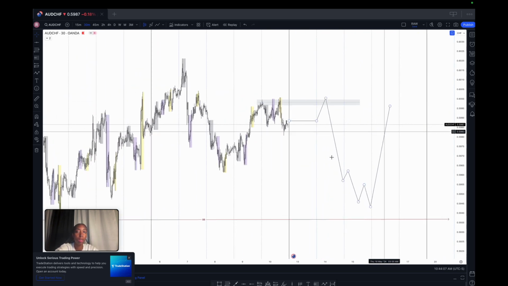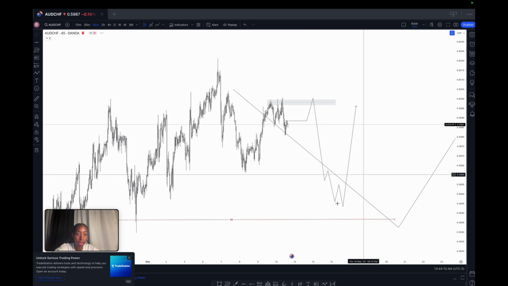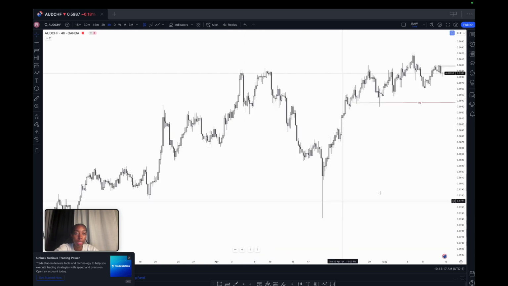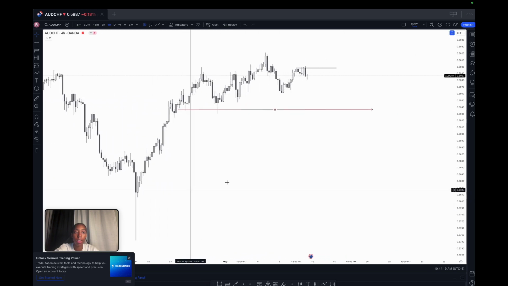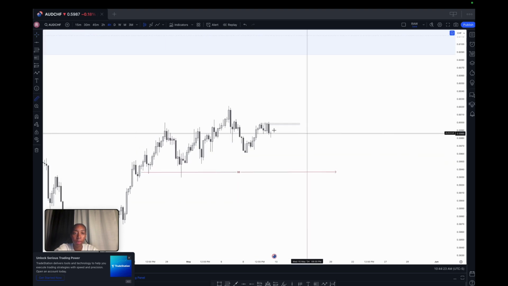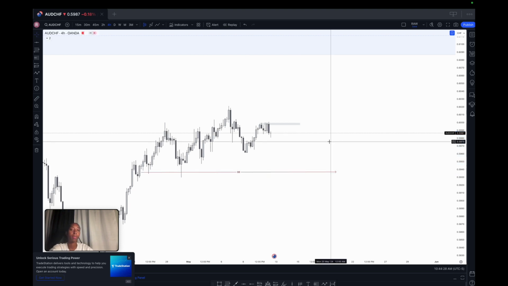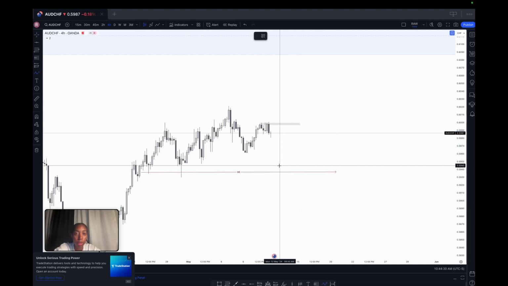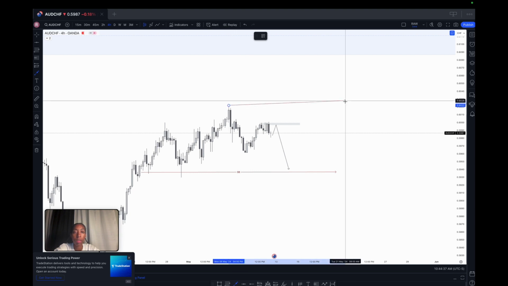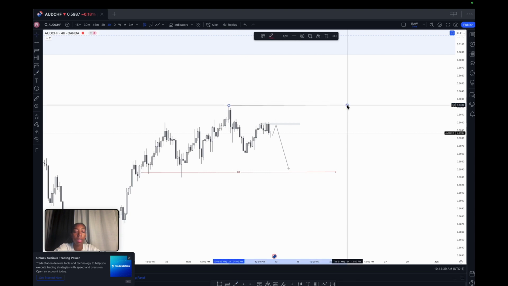So let's just see what this pair does. Because that is a far cry. So the sales for this week could be heavy. Let me see how many pips that is. 50, 60 pips. Yeah, this is a slower moving pair. So we could see something like this happen. We also have this high right here.